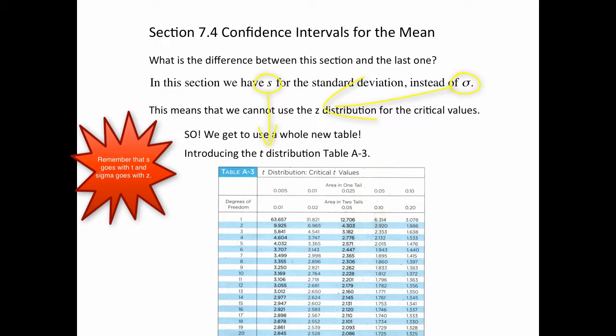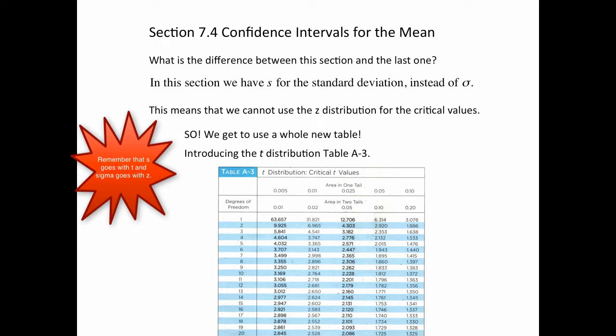Introducing table A3. The way that this table works is, first of all, notice that it has area for two tails. Well, when we make confidence intervals, we've got a left tail and a right tail, so for this chapter we're going to be using these two tails. The other thing is, if you're given 95% level of confidence, then the alpha will be 0.05. If you're given 90% as the level of confidence, we would be using this column.